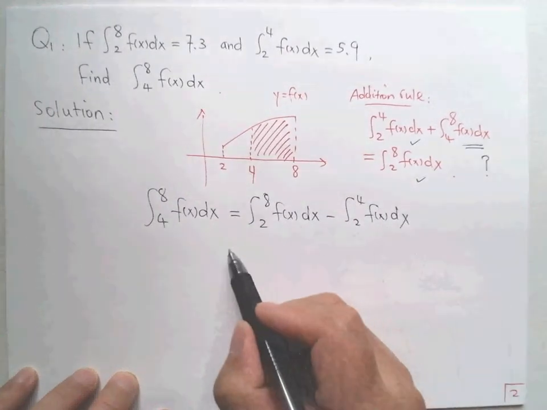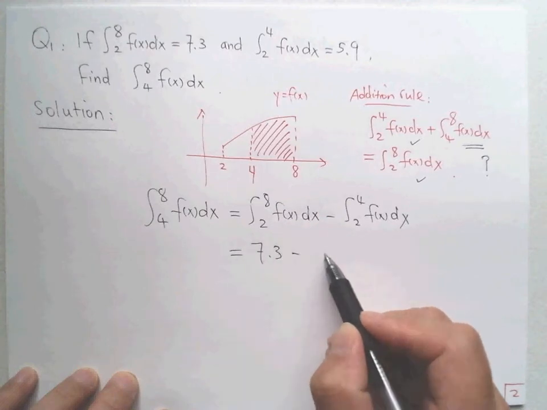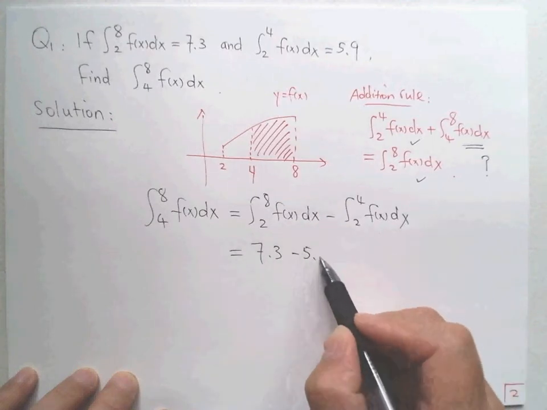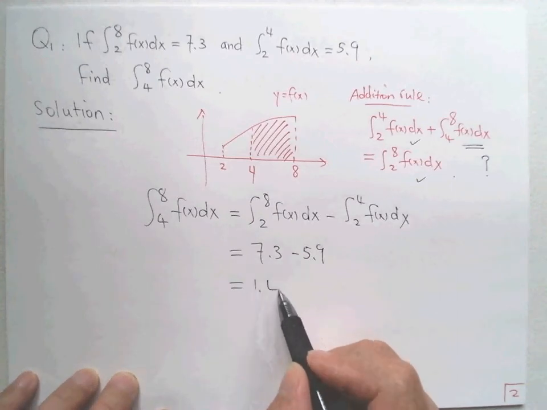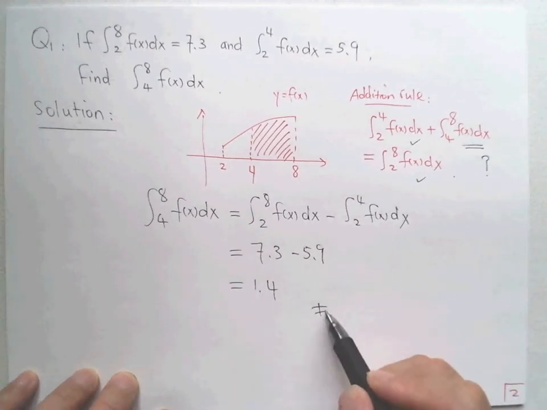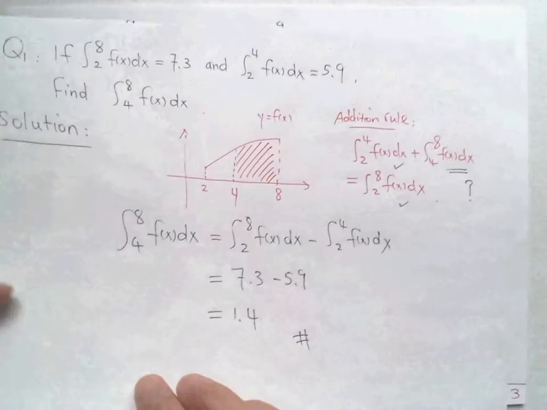We know this, so plug in. From 2 to 8 is 7.3. This is 5.9. Do the calculation, you get 1.4, right? Okay, that's all for this question. Use the addition rule, easy to get. One more question.